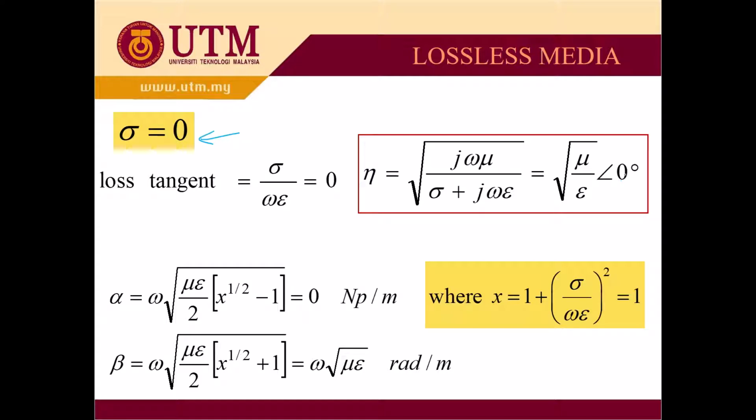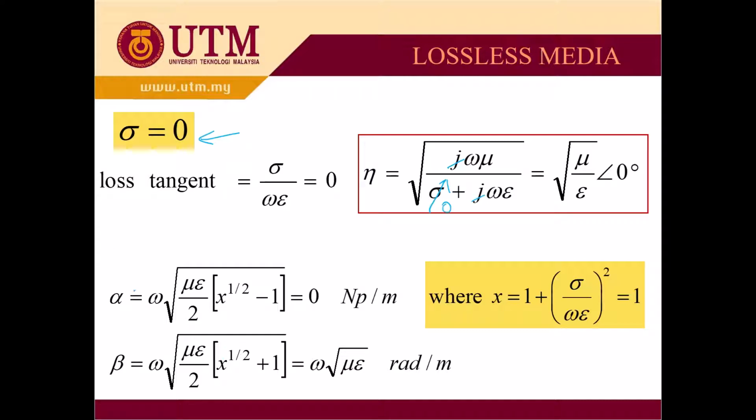And the phase difference is 0, because when this part is 0, there are no J components. So it will be in phase. Okay, so it's 0.